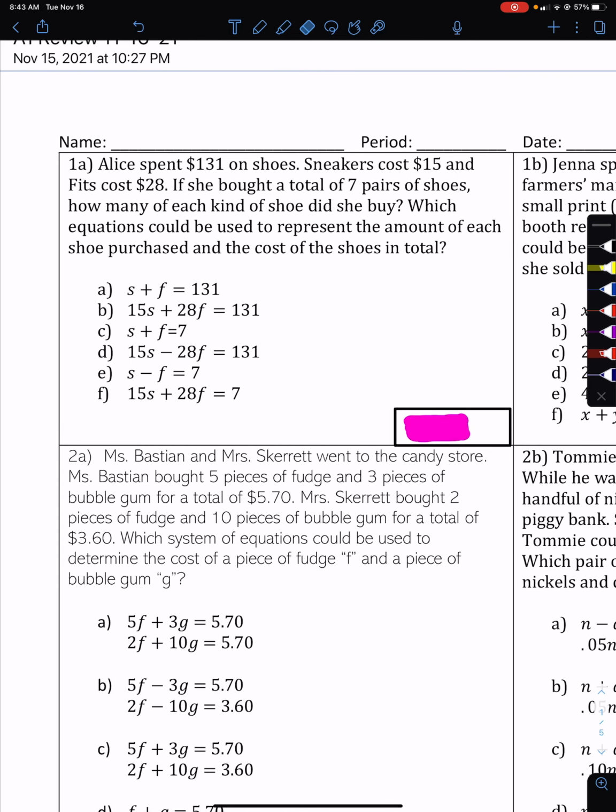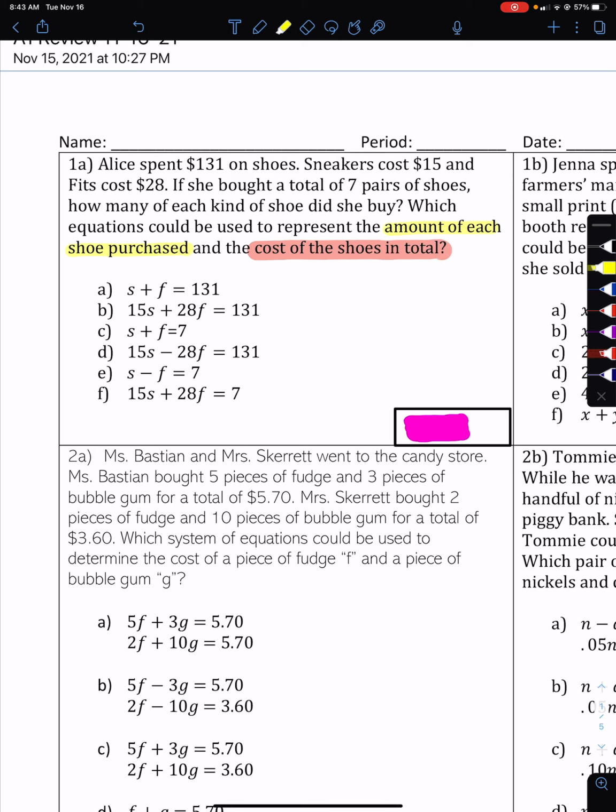I know these are word problems. We can go ahead and go through, underline the information that is important, and then cross off what's not necessary, boxing any of those numbers. So let's see. I'm going to look for the question first. Which equations could be used to represent the amount of shoes purchased? So there's one question. And then the other question, the cost of shoes in total.